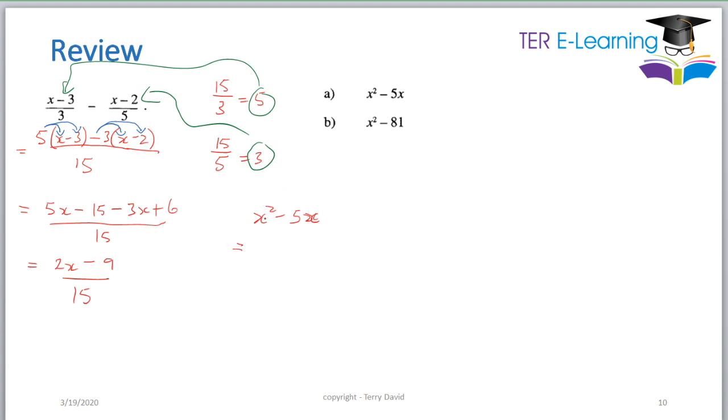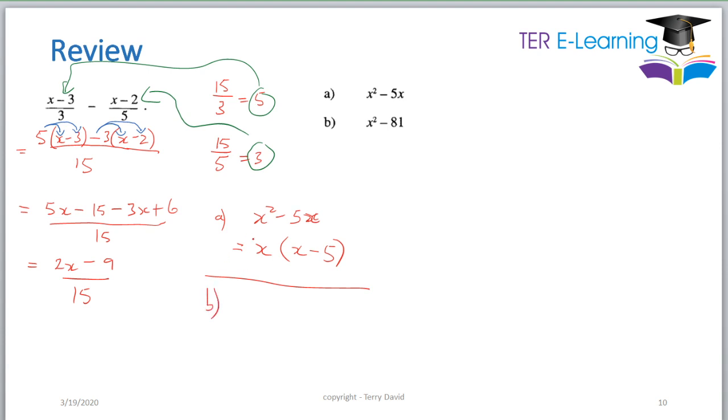In this case, we have x common to both. So we're going to factor out the x. So this is going to be x, and this here is going to be x minus 5, right? That's as much as we can do with this part of the question, all right? And then, so this is part A.